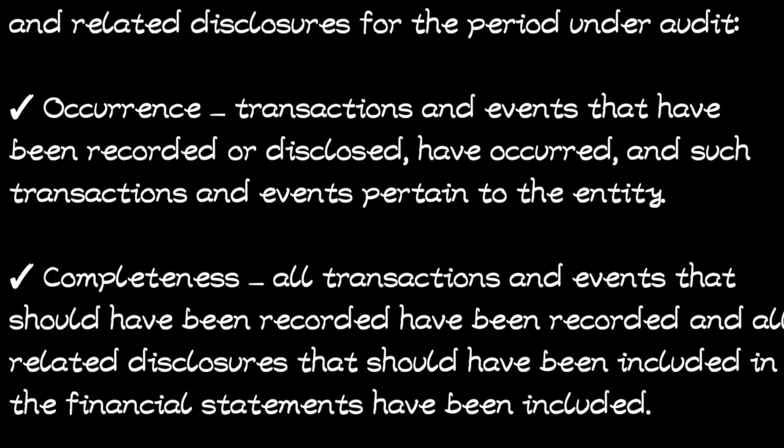The second assertion is completeness. Here the auditor has to make sure that all transactions and events that should have been recorded have been recorded, and all disclosures that should have been included in financial statements have been included. So he has to make sure that the information that was recorded in the statement of profit or loss is complete, like they did not miss out on anything.